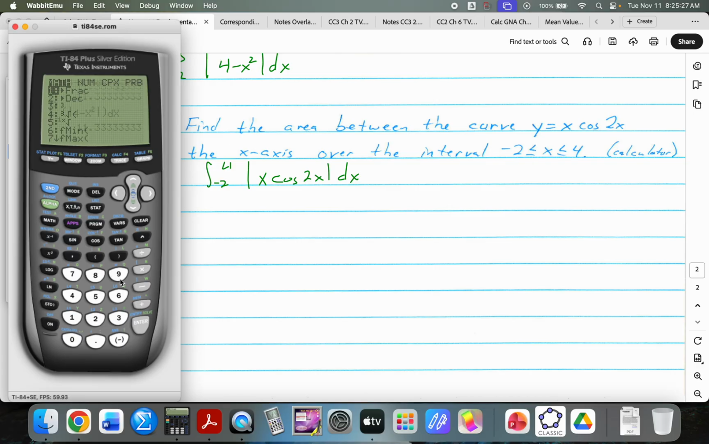So, the integral from -2 to 4 of the absolute value of x cosine 2x with respect to x.